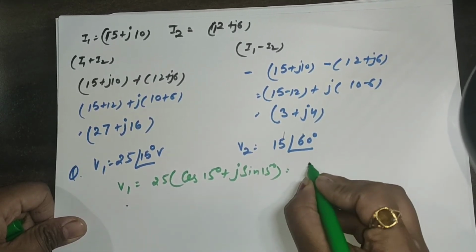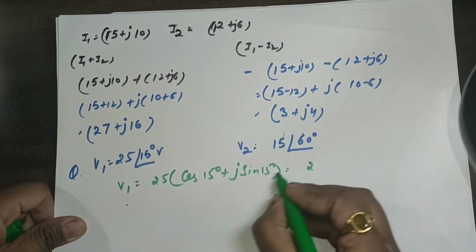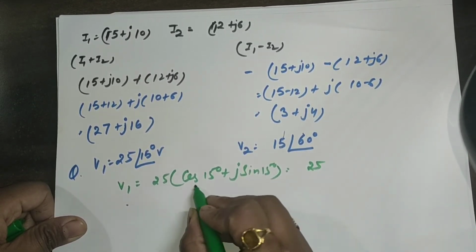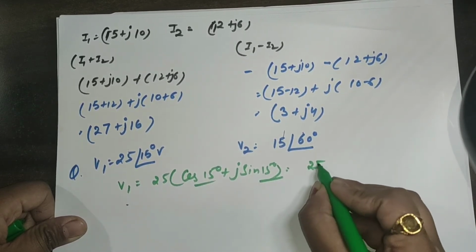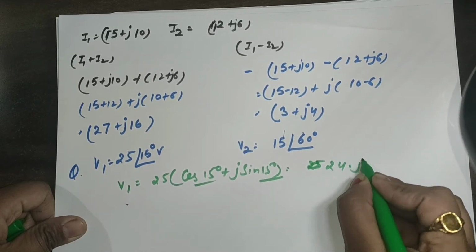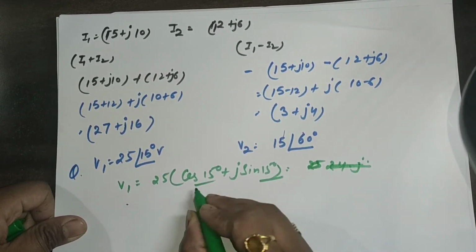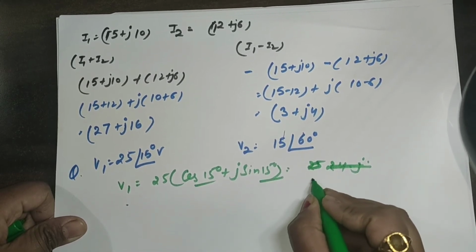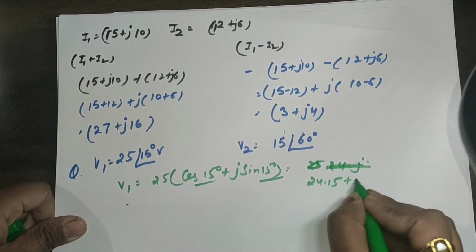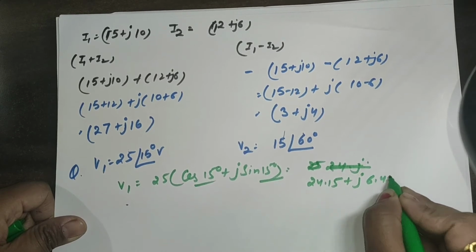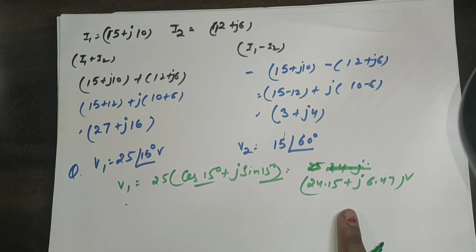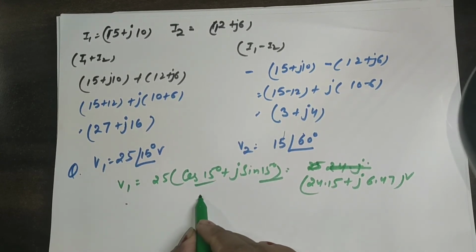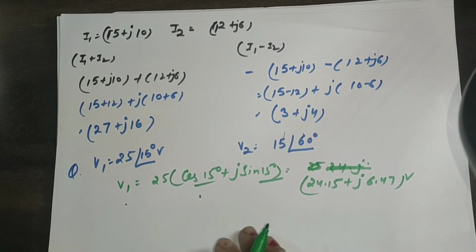Okay, so cos 15, you can get the value from your calculator directly. So 25 into cos 15 will be 24.15 plus j 6.47 volt. Okay, this you get in rectangular form. So this is your trigonometrical form, and this is the rectangular form you are getting.